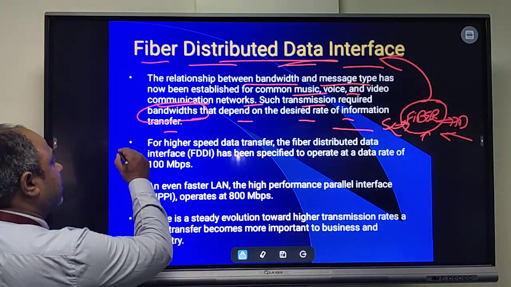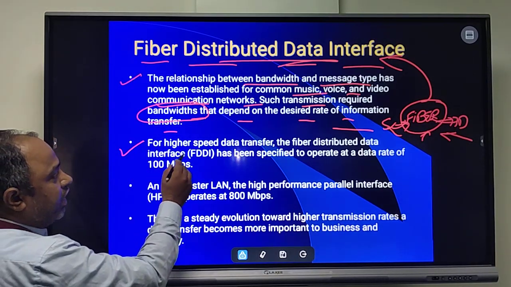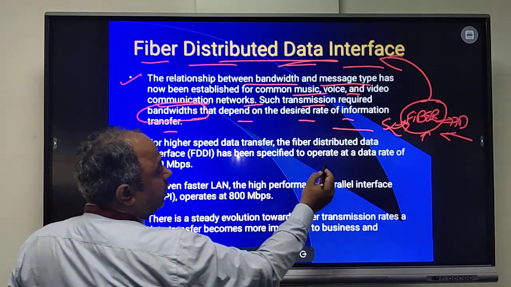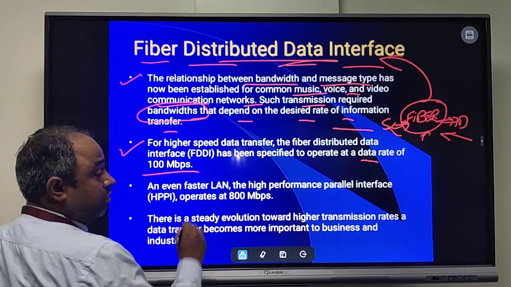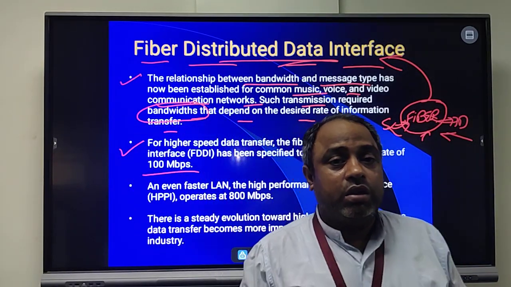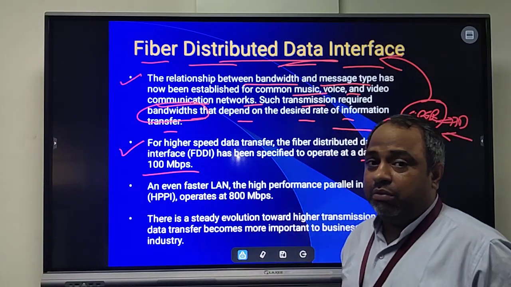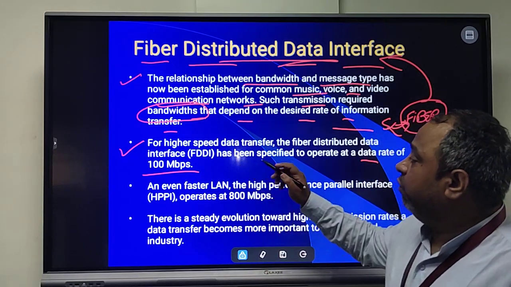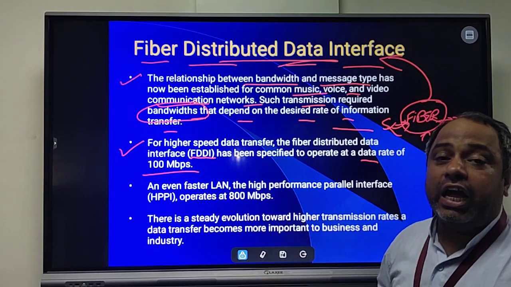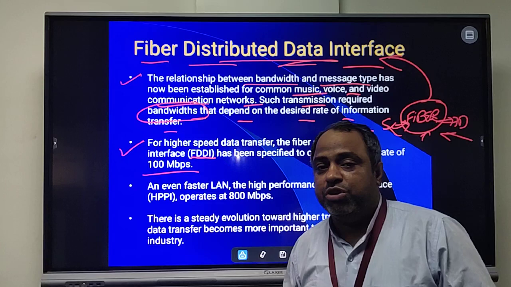Now we are talking about the second point. First I will cover the data transmission. Second, for higher speed data transfer, the fiber distributed data interface has been specified to operate at a data rate of 100 Mbps. When the data rates are higher, the bandwidth is higher, the amount of signal and information is higher. At that time, the data rate is also higher with the help of the fiber distributed data interface. It means FDDI is introduced when the data rate needs to be high for the transmission of signals.